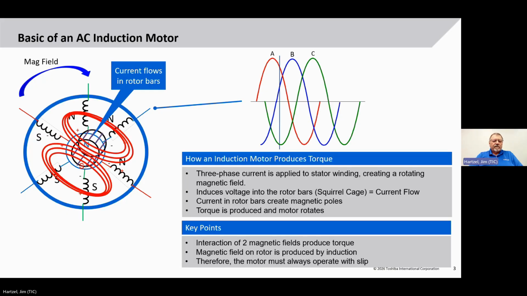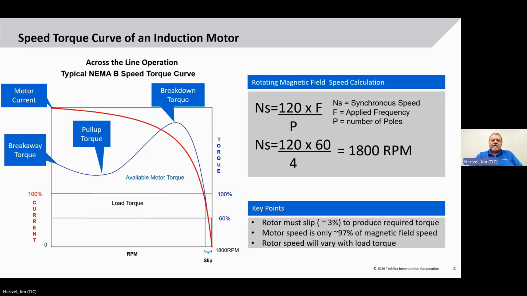Now let's look at the speed torque curve of that induction motor. First of all, you can calculate the speed of the magnetic field by this formula. The synchronous speed is 120 times F, which is frequency, over the number of poles, which tells me that for a 4-pole motor, the magnetic field is going to turn at 1800 RPM.